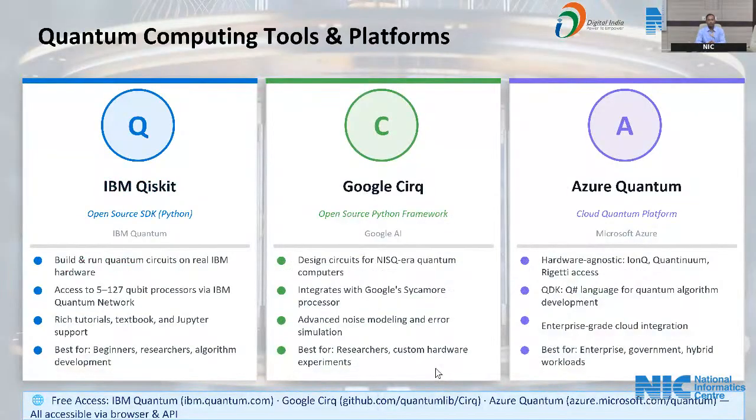So now I'll talk about a few of the computing tools and platforms for quantum computing. First is IBM Qiskit. This is open source. It provides an SDK, which is based on Python. All the Python developers can start exploring using this toolkit to build and run quantum circuits. What is a quantum circuit? A quantum circuit is nothing but you can think of a program or set of quantum instructions to achieve a goal. So we can build and run this circuit on real IBM hardware.